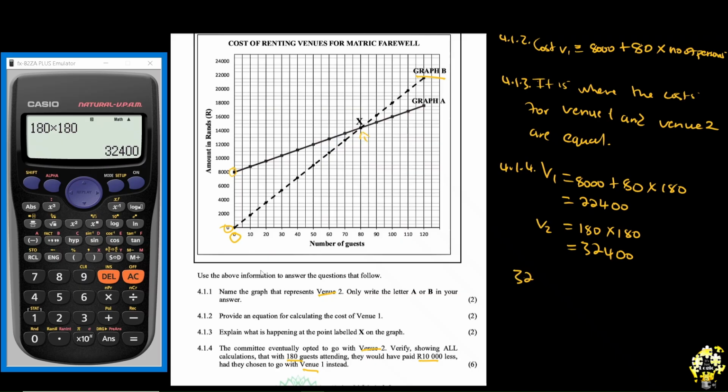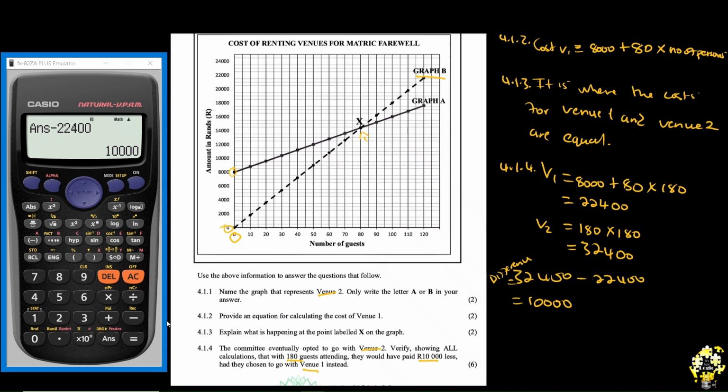The 2,000. Okay, we can write difference here. You can write difference. And then 32,400 minus 22,400. Let's see indeed if they were going to save 10,000. What do we get? It's already here. It's actually 10,000. But the question is, the committee opted to go with venue 2. Verify showing all calculations that with 180 guests, they would have paid 10,000 less had they chosen.